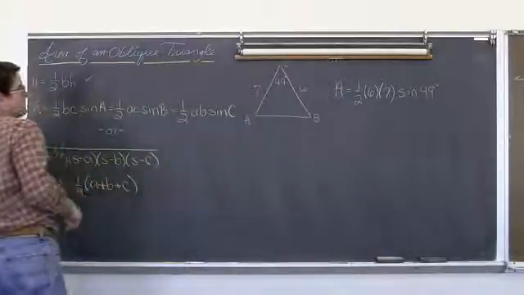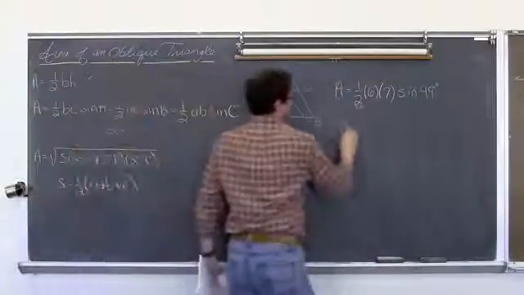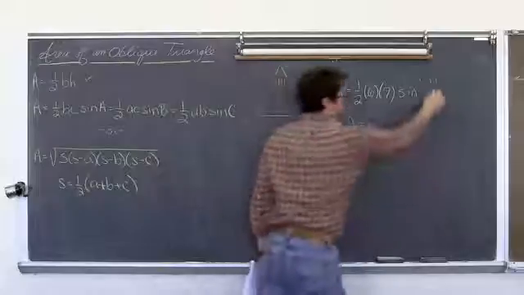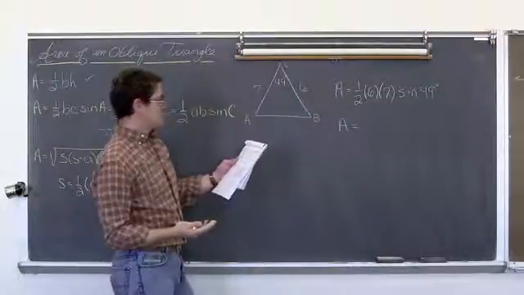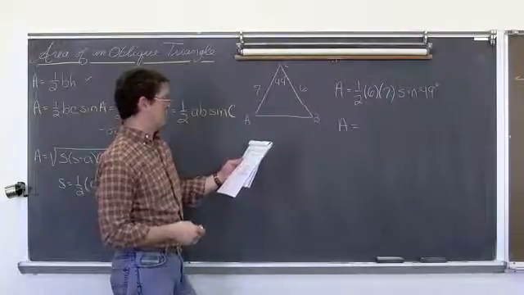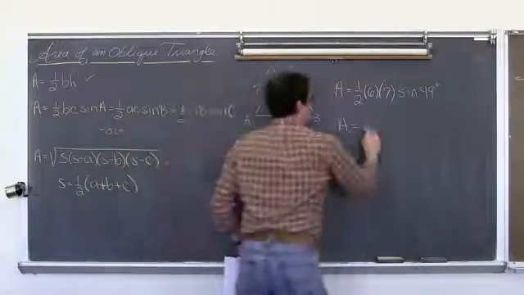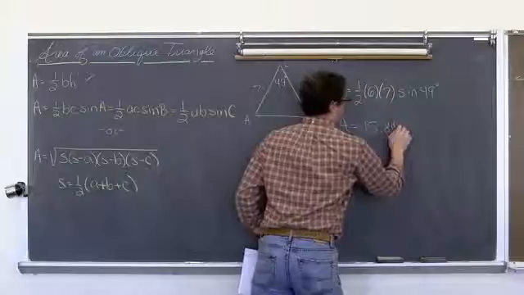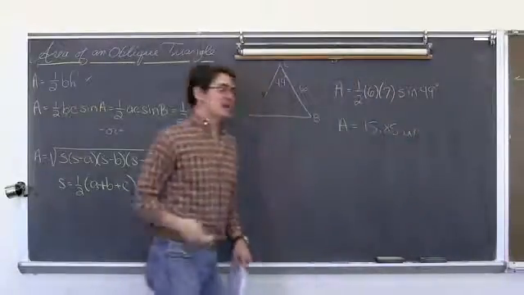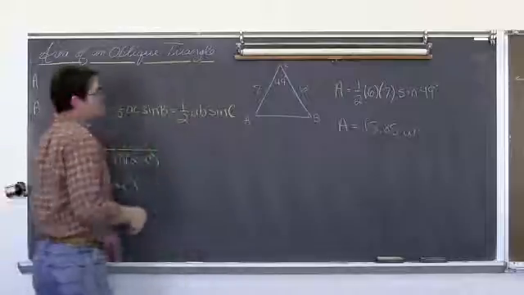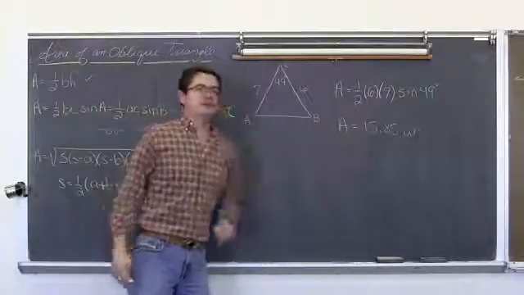So, when you type that into your calculator, as long as it's in degree mode and not radian mode, 1/2 times 7 times 6, or 6 times 7 times the sine of 49, comes out to be 15.85 square units. Don't forget area is 2-dimensional, length and width, so it's units squared for area.